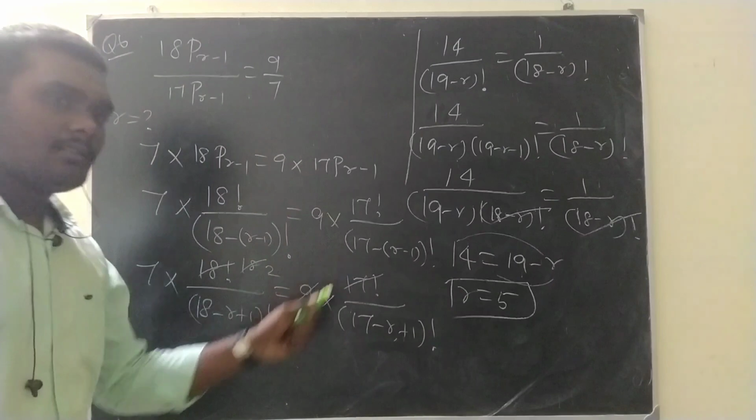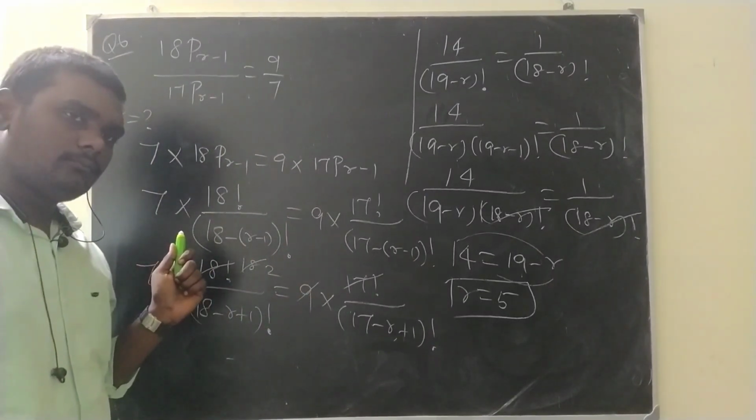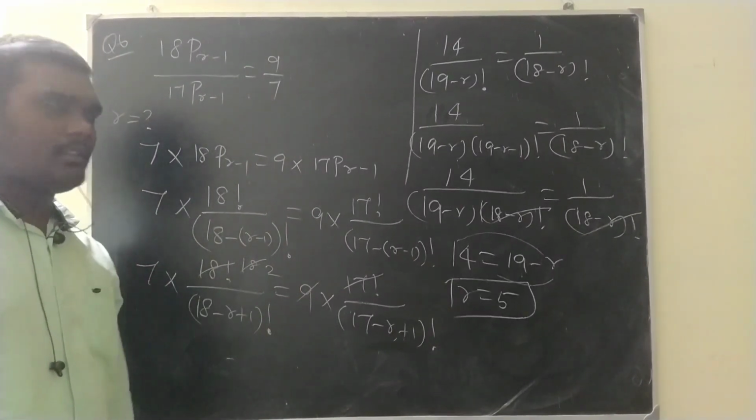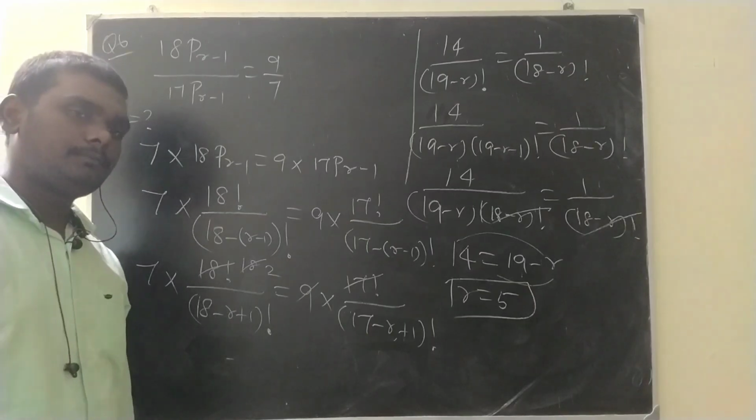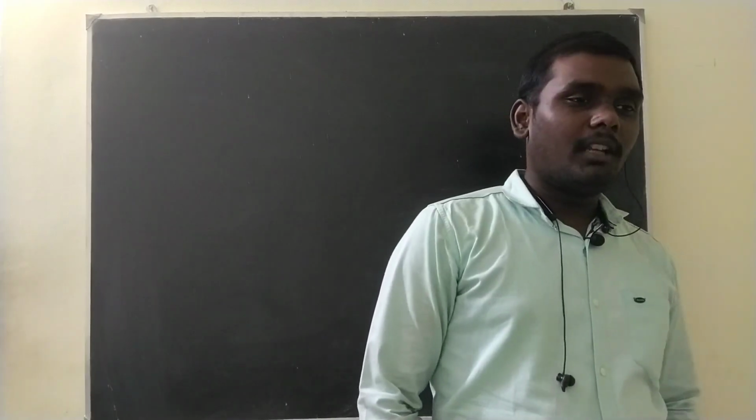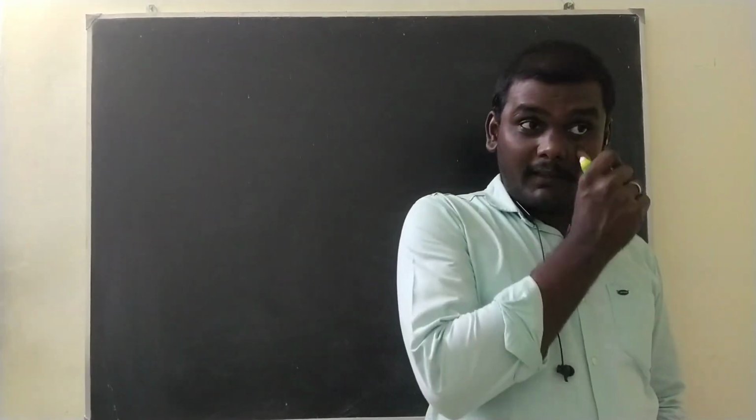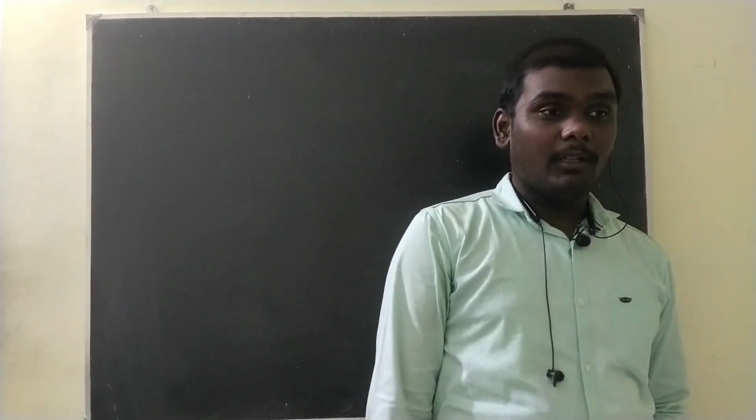Any doubts or clarifications needed on this? Okay, then shall we move on to the next question? So look at question number 9. That also can be easily solved. 9P5 means what?